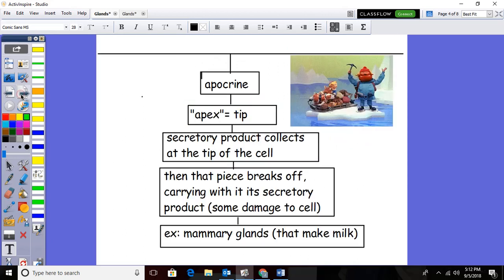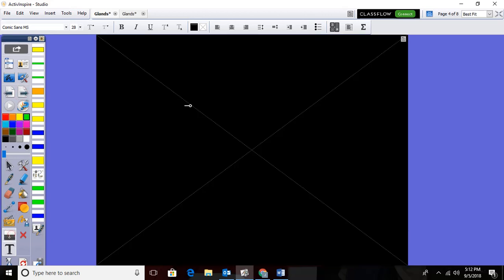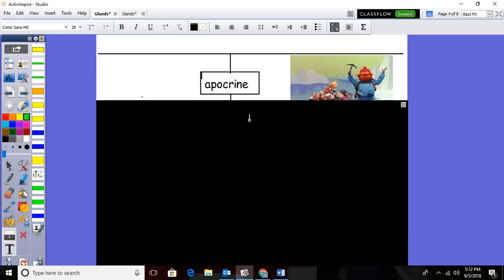All right, so let's move on to apocrine. This is our next gland we've got to learn about. This is the one to the right of merocrine.